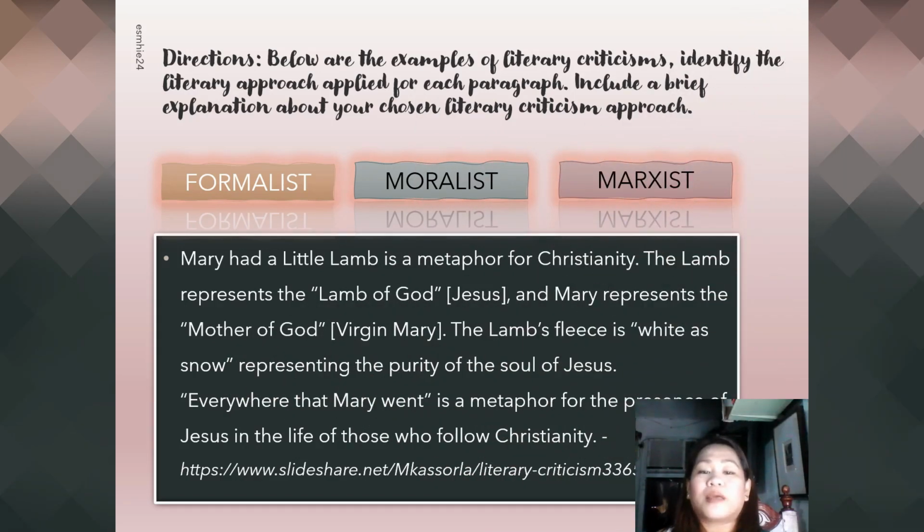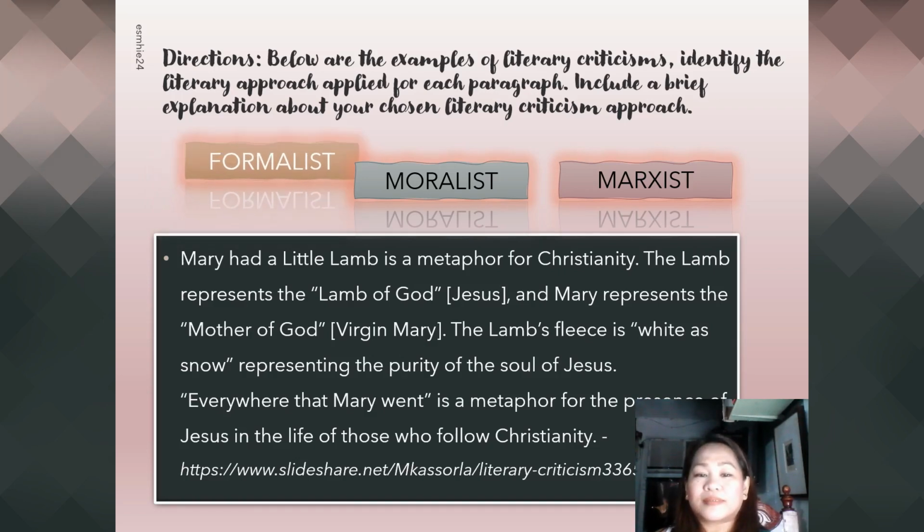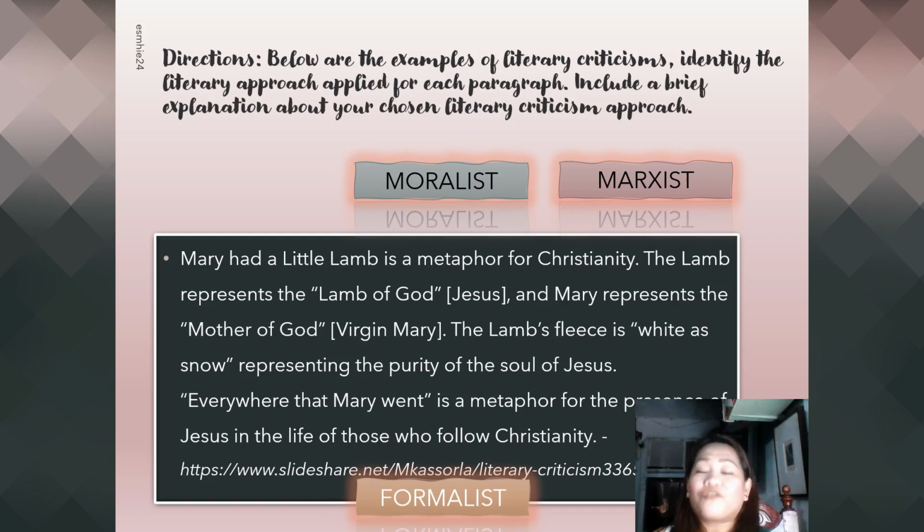Mary Had a Little Lamb is a metaphor for Christianity. The lamb represents the Lamb of God, Jesus. And Mary represents the Mother of God, the Virgin Mary. The lamb's fleece is white as snow, representing the purity of the soul of Jesus. Everywhere that Mary went is a metaphor for the presence of Jesus in the life of those who follow Christianity. So, what do you think is the literary approach that can fit this particular story? Very good. That is formalist.